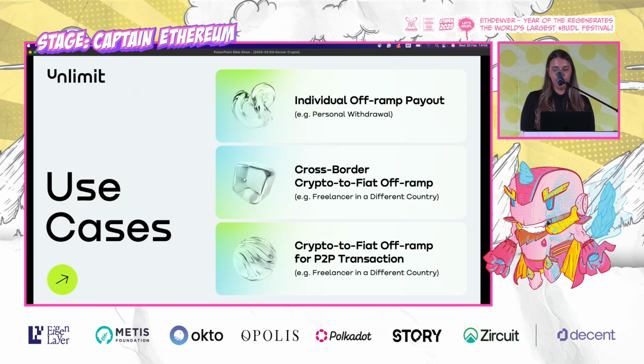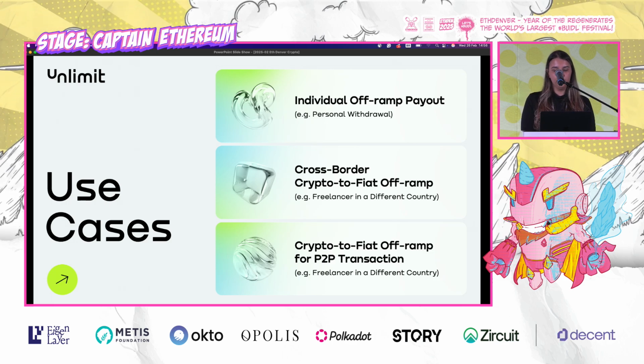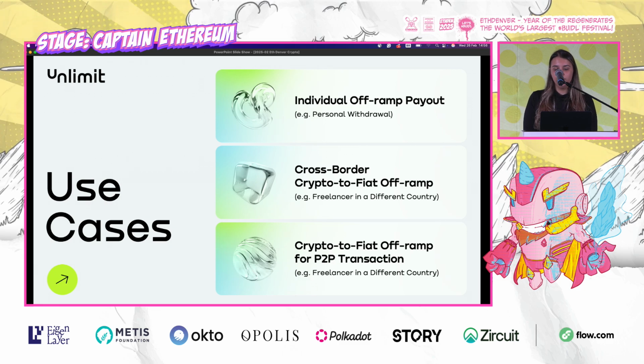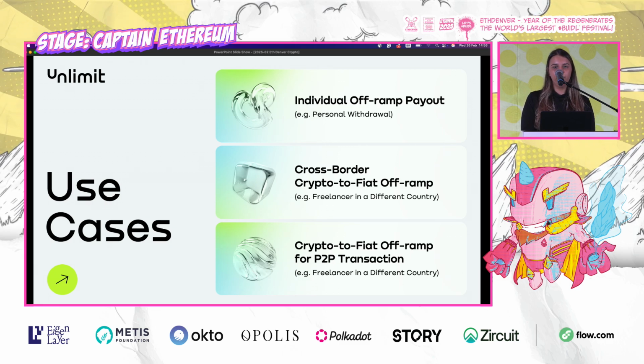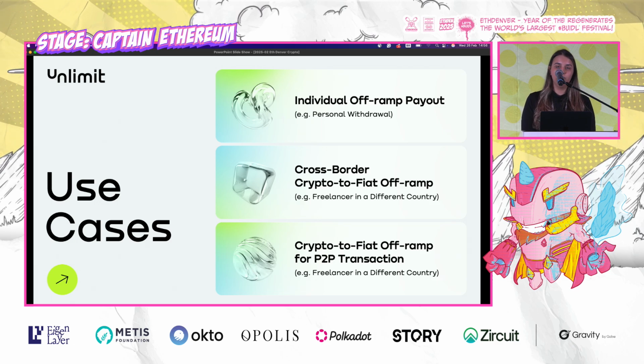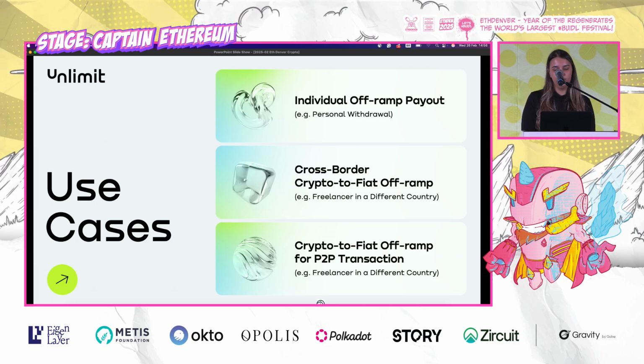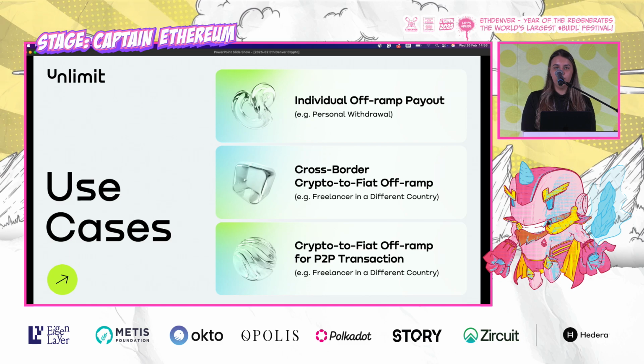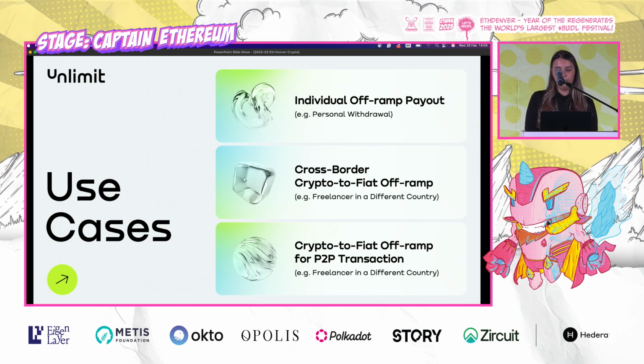Crypto to fiat off-ramp for P2P transactions. For example, you need to send some fiat money to your colleague in another country. You can do that with the off-ramp API. It's pretty simple, and you can send them fiat money.